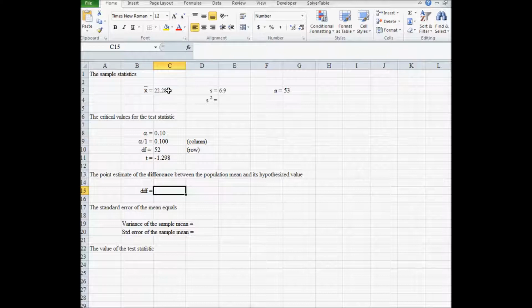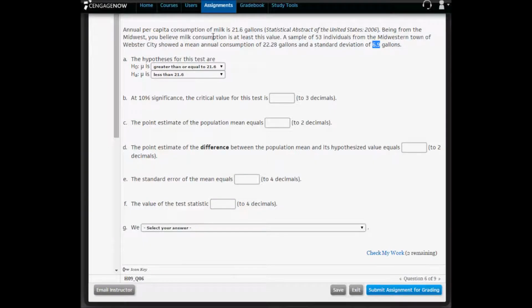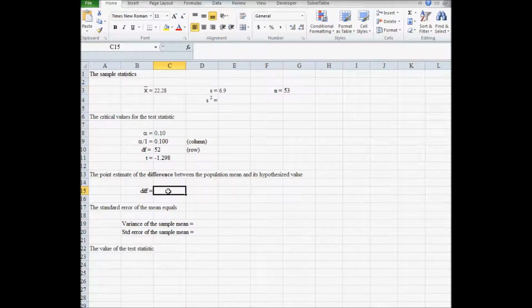Now we're testing 22.28 against the hypothesized value. The hypothesized value is 21.6. So the point estimate of the difference between the population mean, 22.28, and the hypothesized value, 21.6, is positive 0.68.